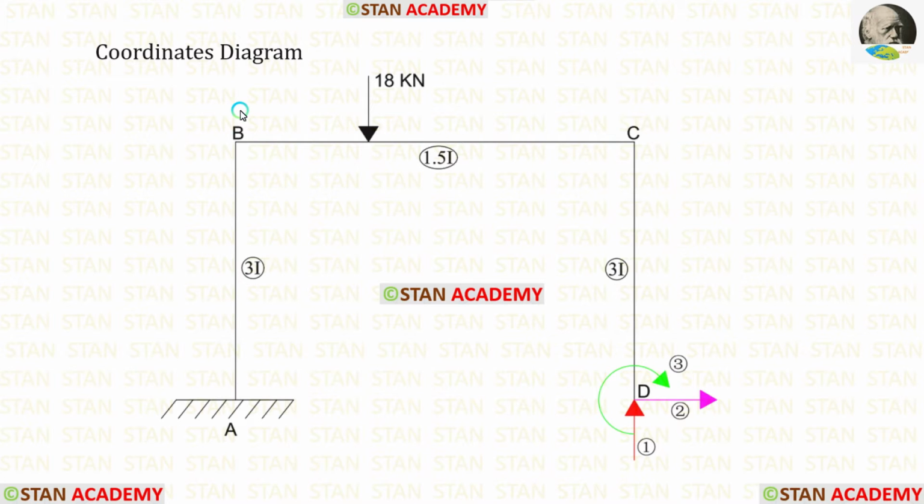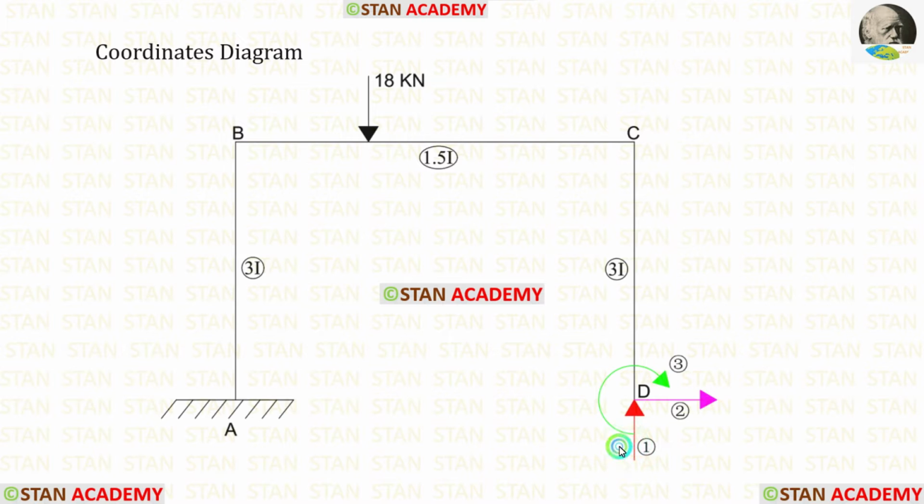Now let us make the coordinates diagram. In this analysis, there are three coordinates. I am keeping the vertical support at the point D as the first coordinate, the horizontal support at the point D as the second coordinate, and the moment at the point D as the third coordinate. We are keeping them as the coordinates because these are the reactions we have removed.